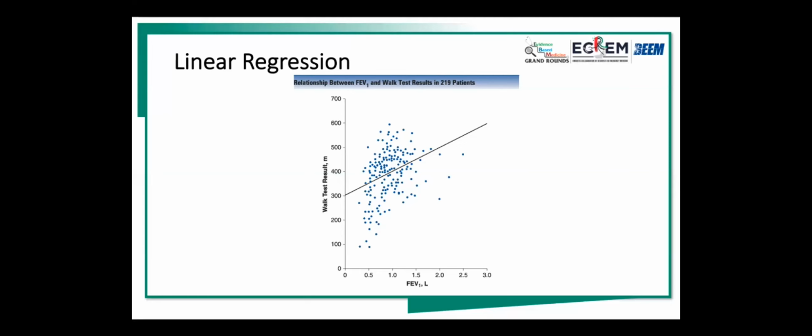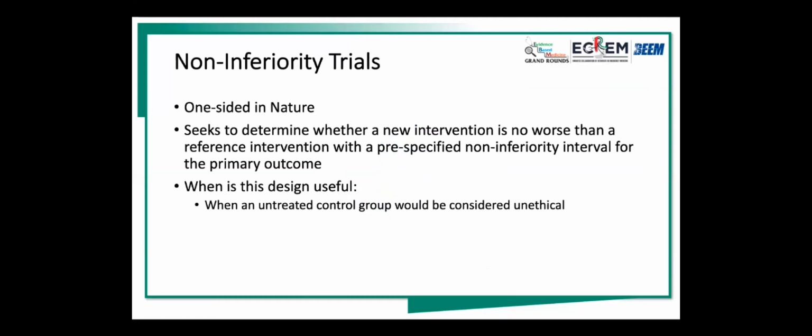talking about different kinds of trials. The reason we're keeping this at the end is because the way those trials are designed really depends on what statistical tests they've used. So let's talk about non-inferiority trials. Non-inferiority trials are exactly what they sound like. They're one-sided in nature. You're not asking yourself, is drug A superior to drug B? You're saying, is drug A non-inferior to drug B? So you're trying to determine whether a new intervention is no worse than a reference intervention, right?